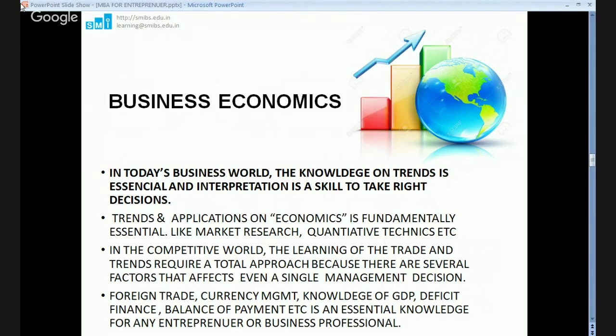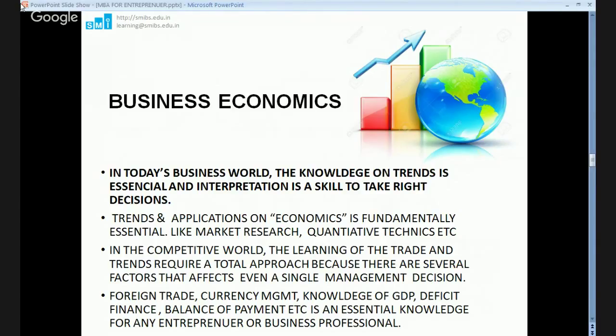decisions or depth of the subject. This is because of the individual difference. And that's why it is said it's an art. It is not 2 plus 2 is equal to 4, it is 2 plus 2, maybe even 22. Trends and application on economics is fundamentally essential, like market research, quantitative techniques, etc.